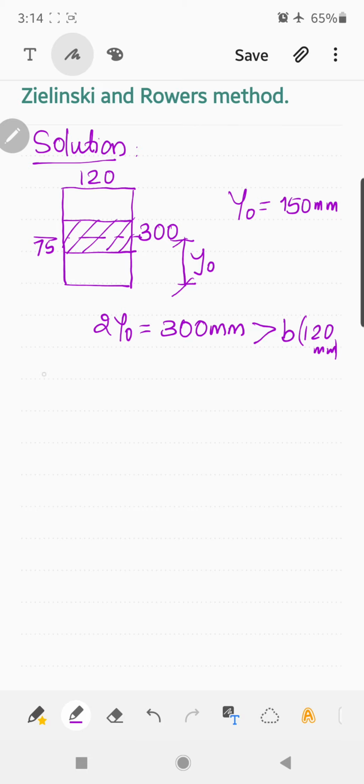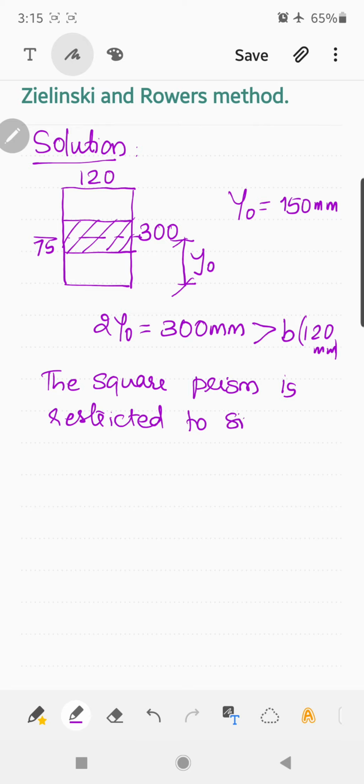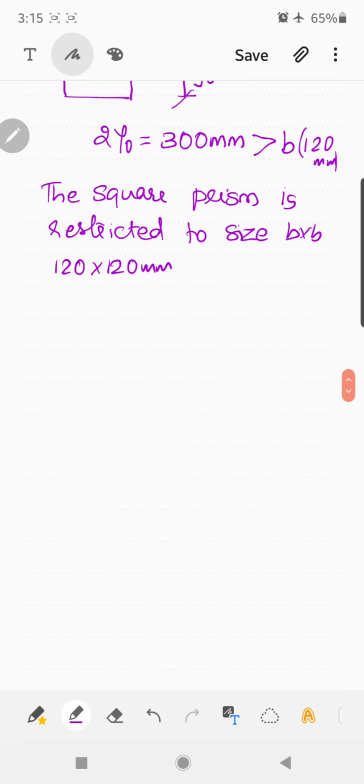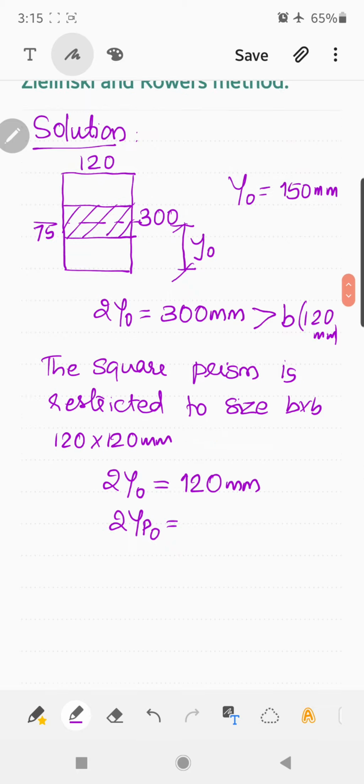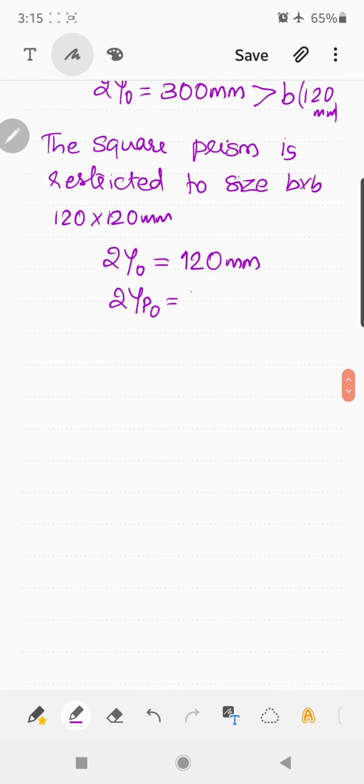So therefore the square prism is restricted to size b by b, that is 120 mm by 120 mm. So 2 y naught value should be limited to 120 mm. And 2 yp naught is the depth of the anchor plate, which is 75 mm. P value is given as 250 kilonewton. So this is the size.